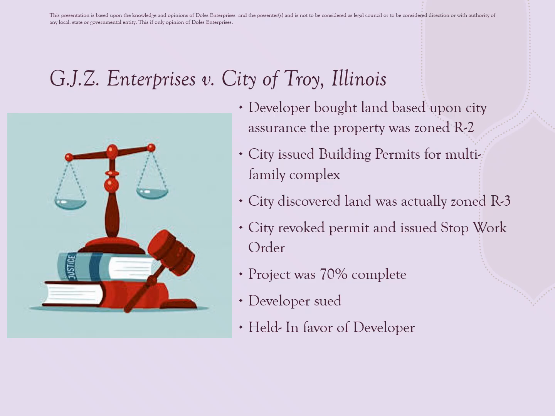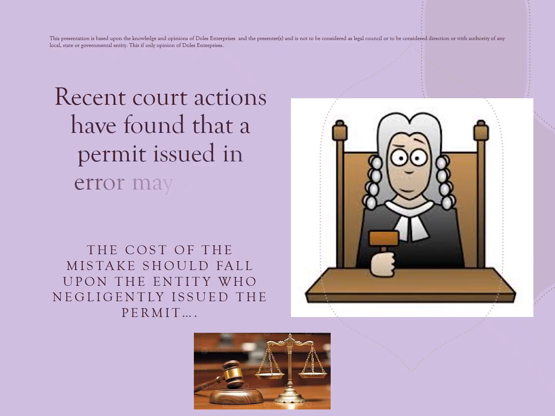After applying the requirements set forth in law and the facts of the case, the court determined that the plaintiff expressly conditioned its purchase of the land upon it being zoned for multifamily housing dwellings, and it was more than reasonable to assume that the plaintiff would rely upon the representations of the city clerk and the building inspector when it began to build upon the land. In fact, the court concluded that the city induced the plaintiff to purchase the land. It held that an injunction was necessary to avoid the irreparable injury that would befall the plaintiff if the city was allowed to enforce a stop work order. Recent court actions have found that a permit issued in error may still be revoked, but the cost of the mistake should fall upon the entity who negligently issued the permit.